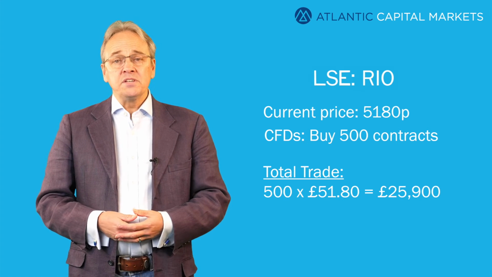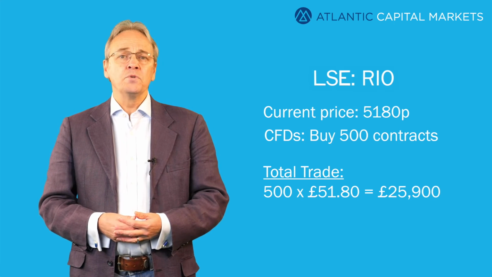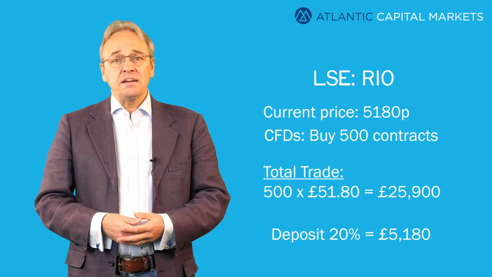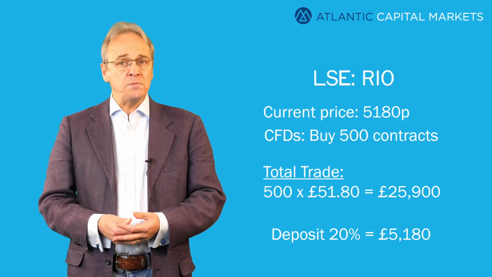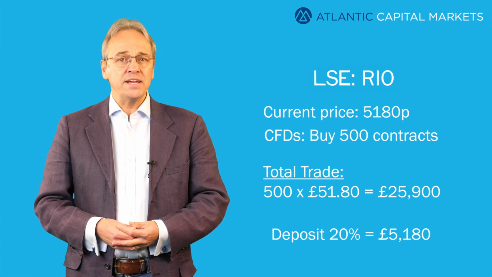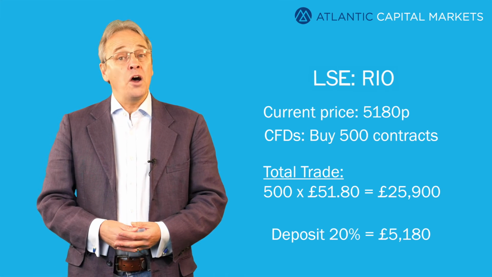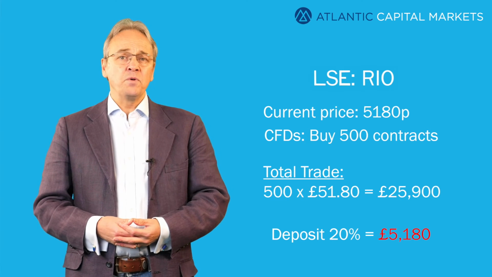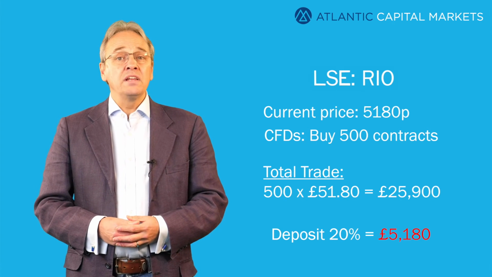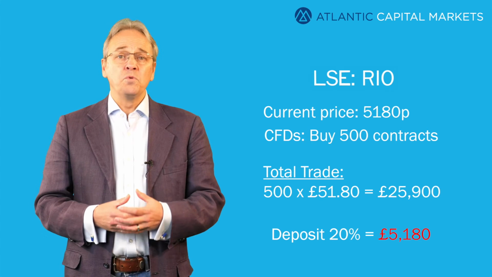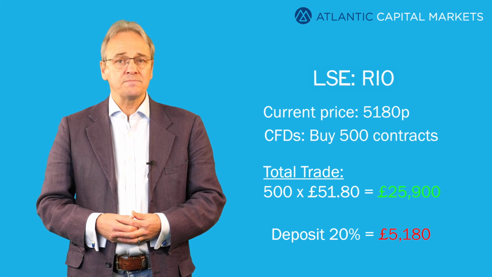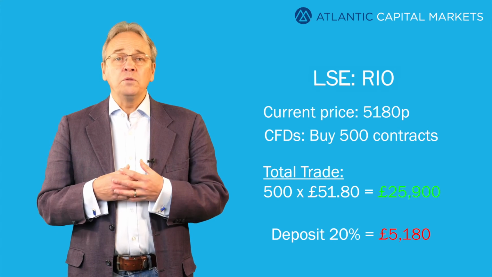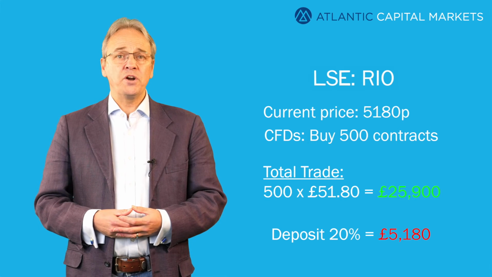The margin for Rio Tinto is 20%, and this means that you need to put forward 20% of the trade value as the deposit for the trade. So this works out as £25,900 times 20%, which is £5,180. So in order to open a trade of 500 CFDs in Rio Tinto, you need to have a minimum of £5,180, but you would still have exposure to the full trade, which is worth £25,900. Now it's important to realise that the gains or losses that the trade makes will be according to the full value of the trade.